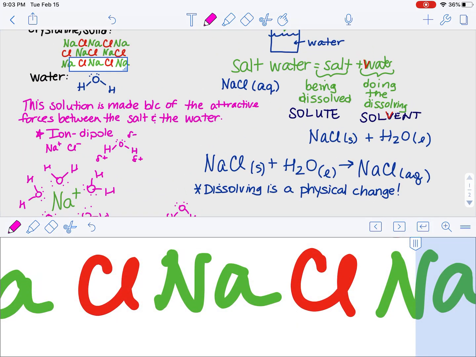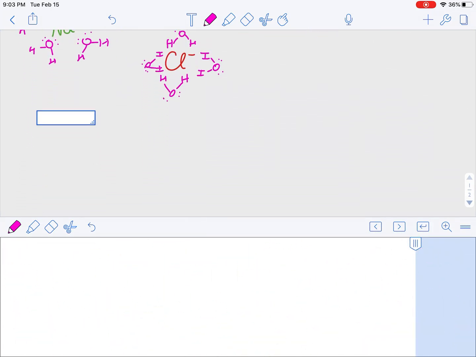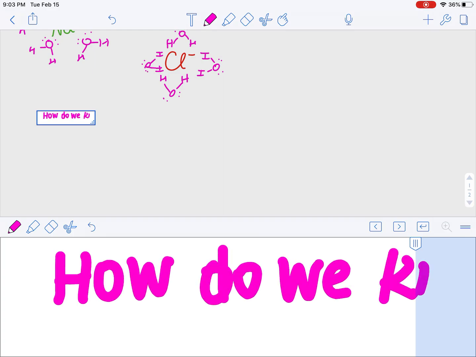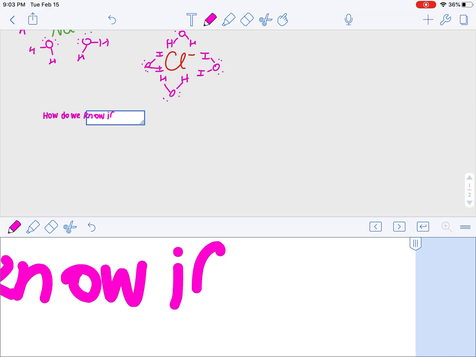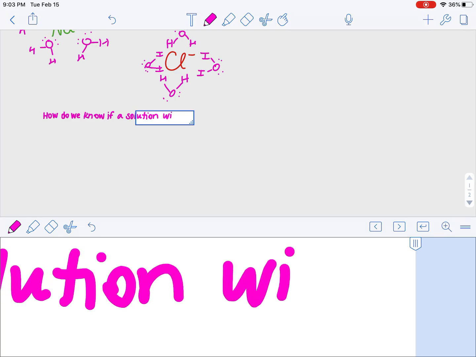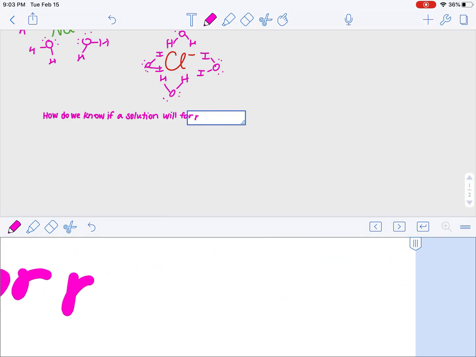Lastly, there are some circumstances where solutions are not made, like oil and water. They never mix. And that's because they have no attractive forces between their particles. So how do we know if a solution will form? Well, chemists have a little slogan that we can use to help us remember.